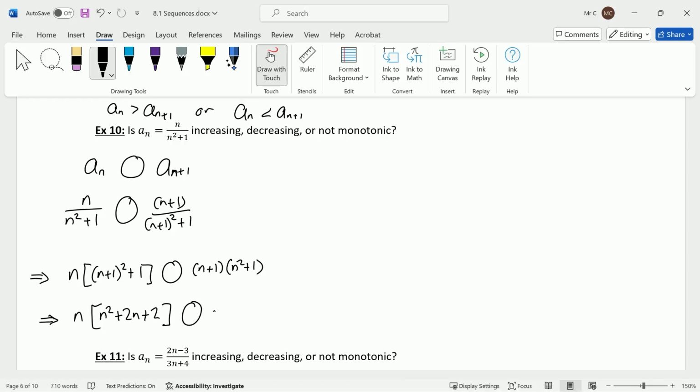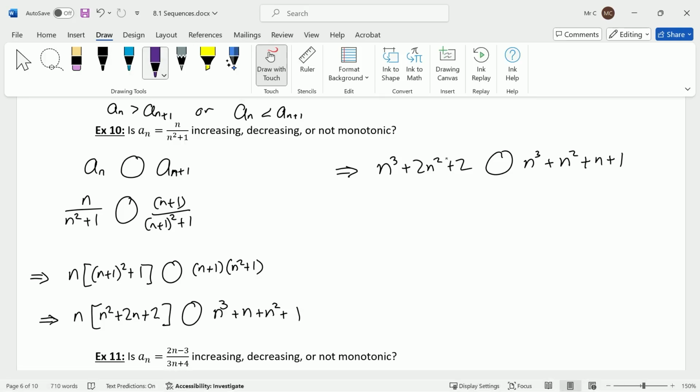Compared to, and then when I multiply this out, I get n times n squared is n cubed plus n, 1 times n squared, plus 1 times 1 is 1. That gives me n cubed plus 2n squared plus 2 compared to n cubed plus n squared plus n plus 1. I just changed the order of the terms there. And now I can subtract n cubed from both sides.